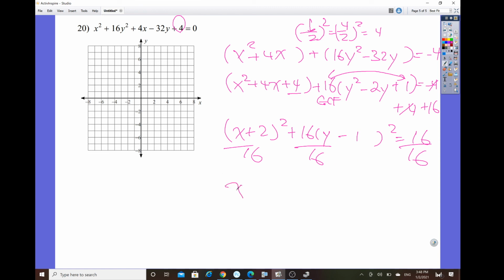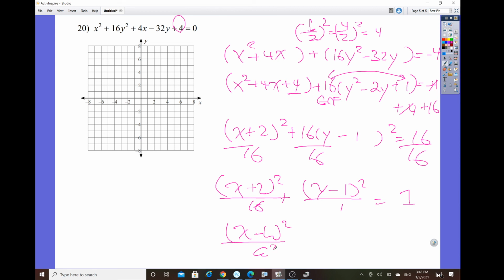So you got x plus 2, quantity squared over 16, and then y minus 1, quantity squared over 1, and then 16 over 16, that's 1. So this one is just the structure of a horizontal ellipse, which is written as x minus h, quantity squared over a squared, plus y minus k, quantity squared over b squared, equals 1.